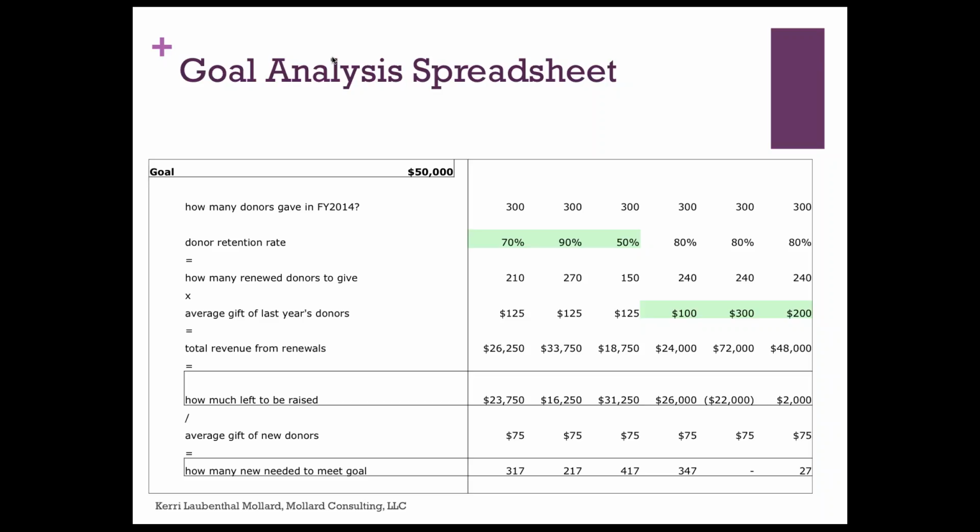The very last column, the average gift for those 240 renewing donors at 200 means you get to 48,000. You only have 2,000 left to go, and at $75 for the new donors, you only have to find 27 donors.